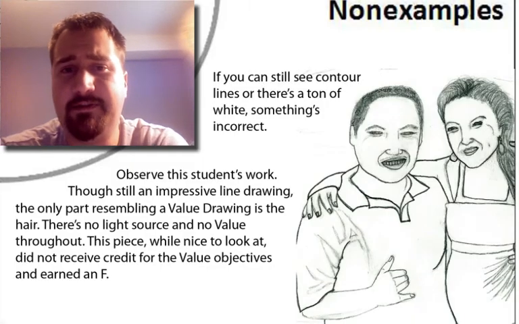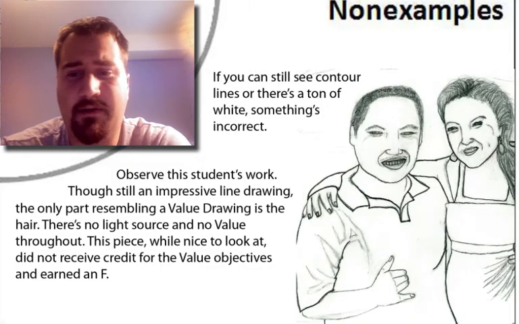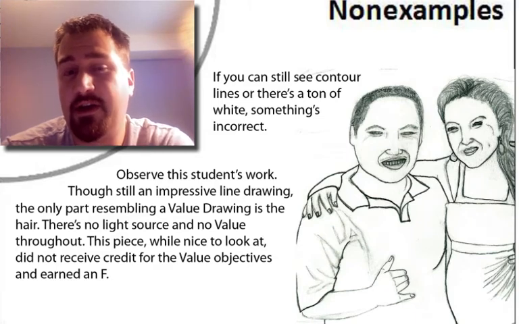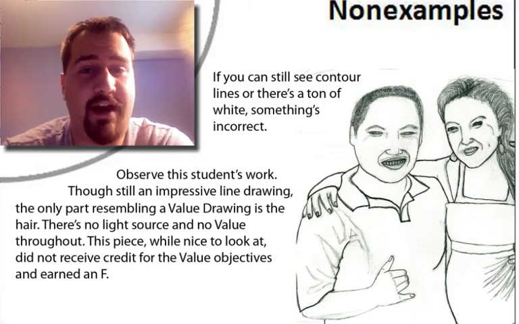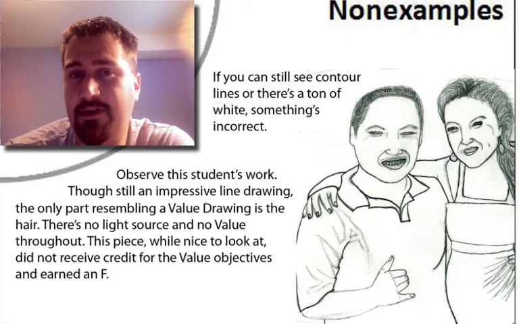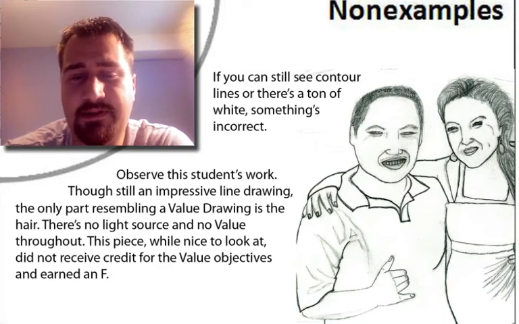Okay, here's a non-example. You've seen this in a previous one. Once again, if you can see not only the contour lines, but also if there's a lot of white in your drawing at this beginner level in class, then there's something wrong. Either there's not the correct approach to it, or there still needs to be some learning there. Don't worry, that's just part of the growth process.